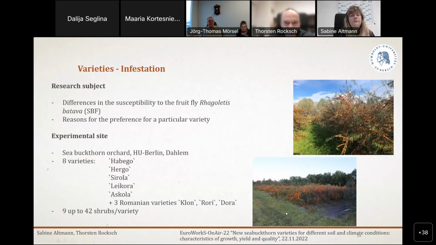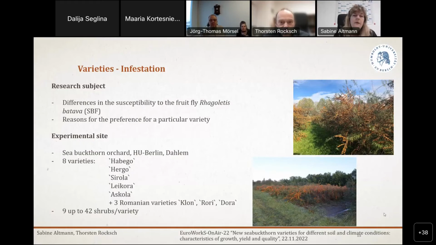So, hello everybody again. I'm now starting with the information about the infestation of the varieties. There we had two research subjects. First, we wanted to know what the differences are in the susceptibility to the fruit fly Rhagoletis batava, and secondly, what the reasons are for the preference for a particular variety.